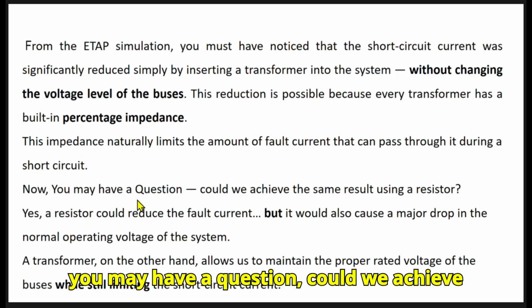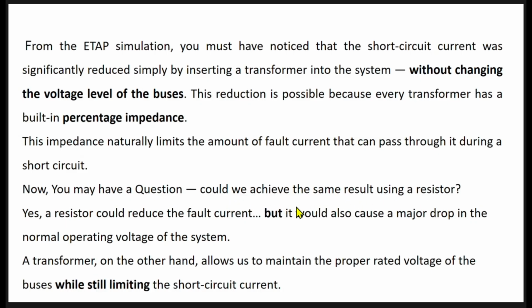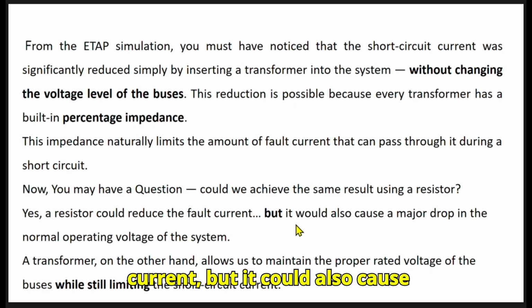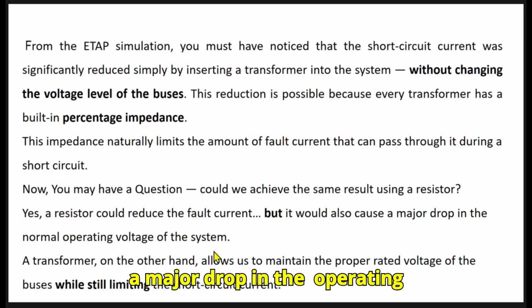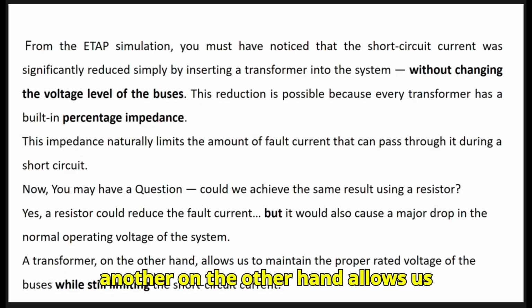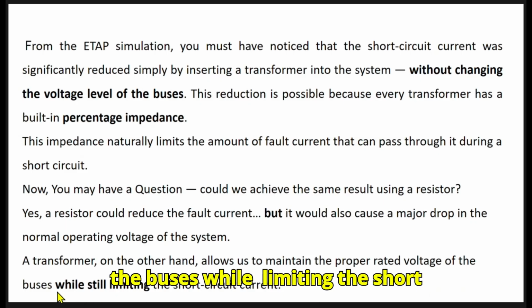Now you may have a question: could we achieve the same result using a resistor? Yes, a resistor could reduce the fault current, but it could also cause a major drop in the normal operating voltage of the system. A transformer, on the other hand, allows us to maintain the proper rated voltage of the buses while still limiting the short circuit current.